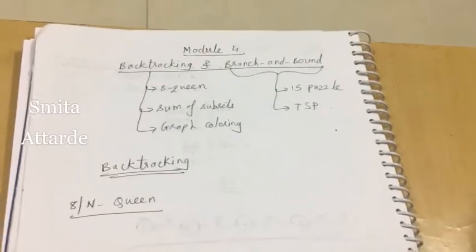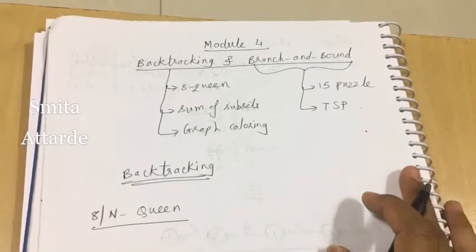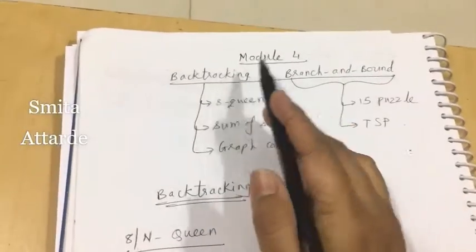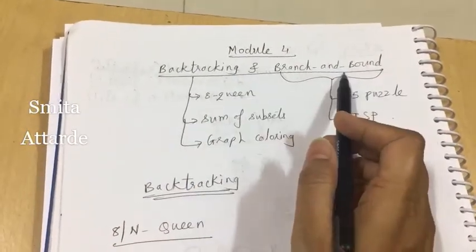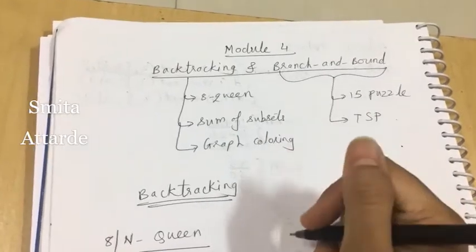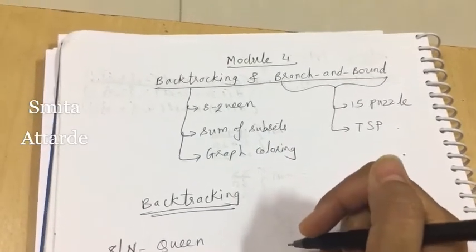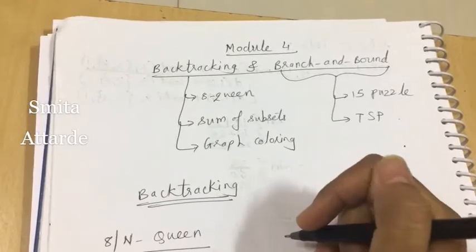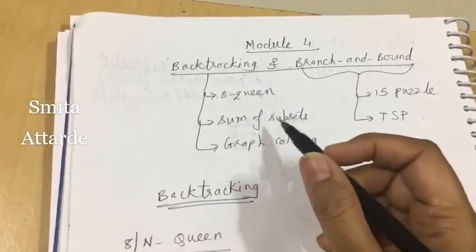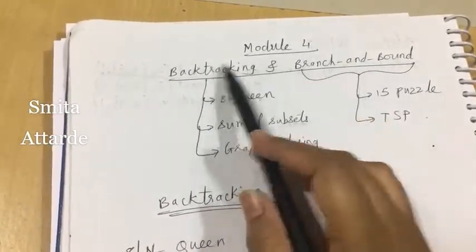Hello everyone. Today we are going to start with module 4. In module 4 we are going to study the concept of backtracking and branch and bound. Till now we have studied the concepts of divide and conquer, greedy approach, and dynamic programming. These three concepts we have covered. In this module we are going to cover these two concepts.